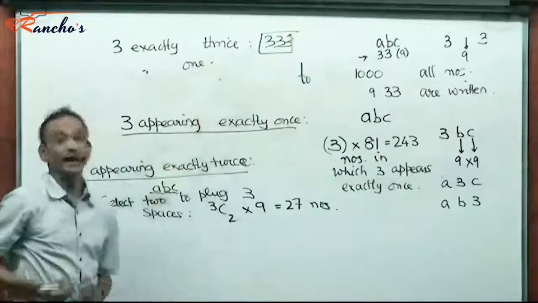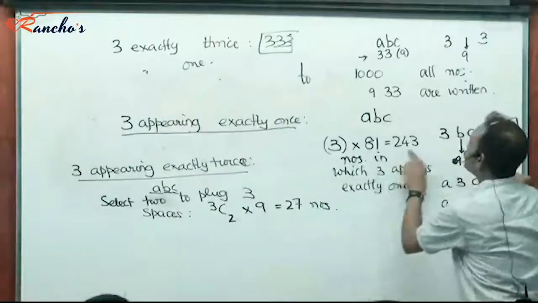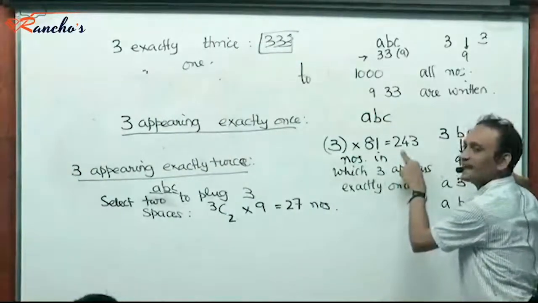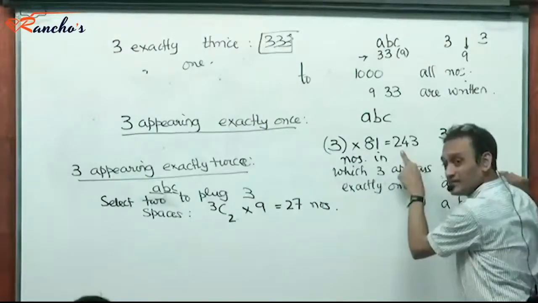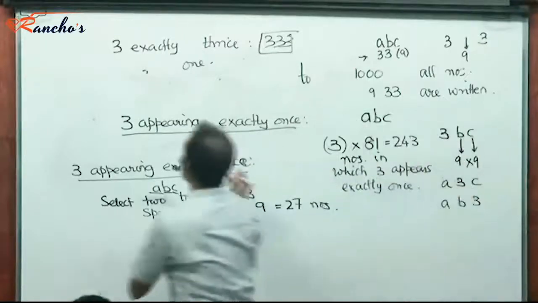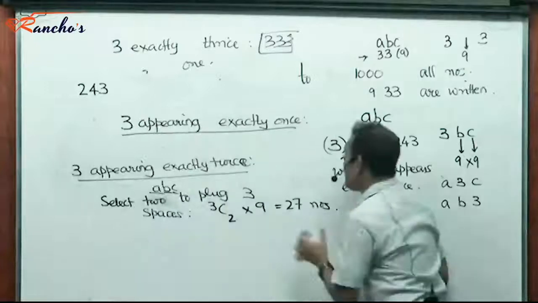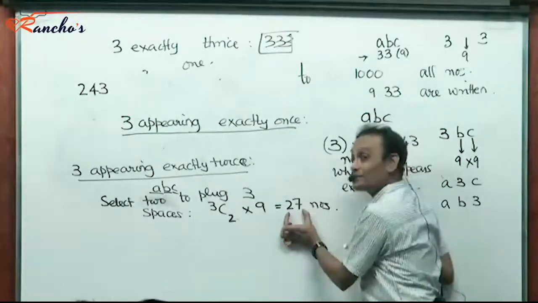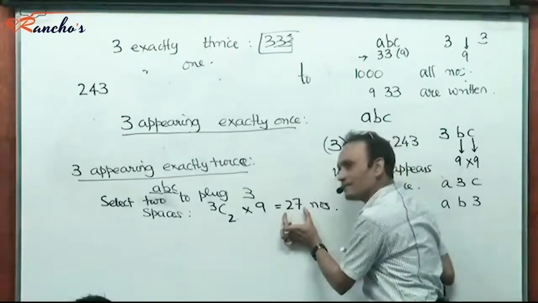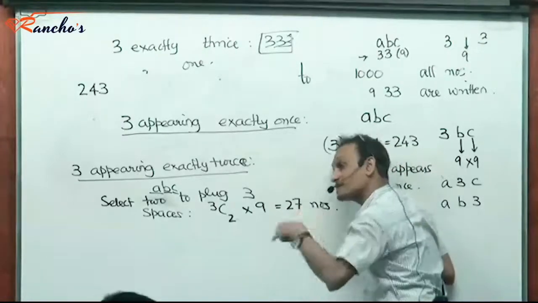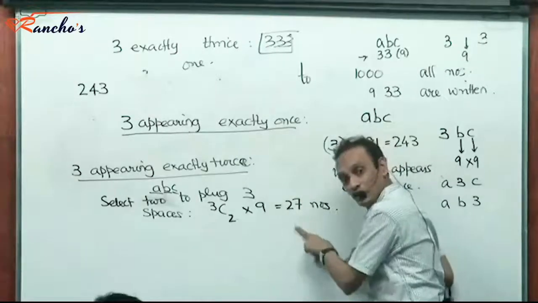Now the number of 3's. This gives me 243 numbers in which 3 appears exactly once. So there must be 243 3's that must be written where 3 appears exactly once. Now, in 27 numbers, 3 appears twice. That means 54 cases. These are 54 3's written, isn't it? 27 numbers. In each of these numbers, 3 is written twice. So 3 is written 54 times here.